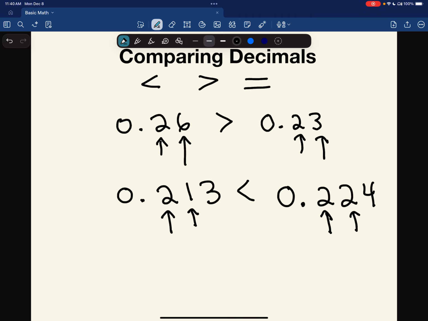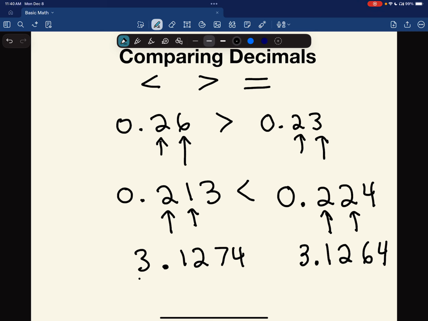Now let's do 3.1274 and 3.1264. We could read this as 3 and 1,274 ten thousandths and 3 and 1,264 ten thousandths. Comparing these two values, we're going digit by digit.